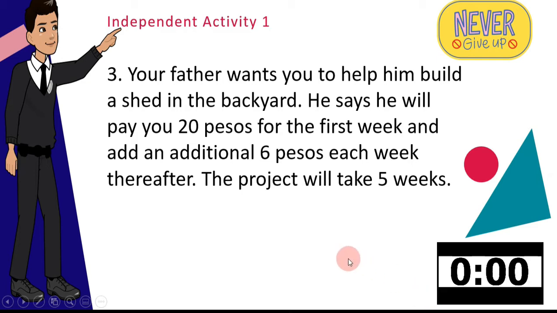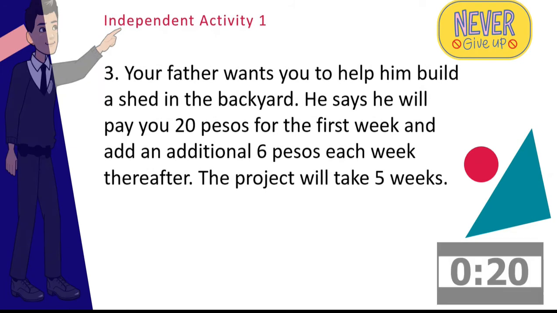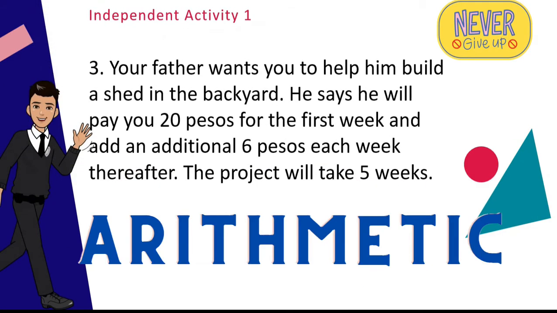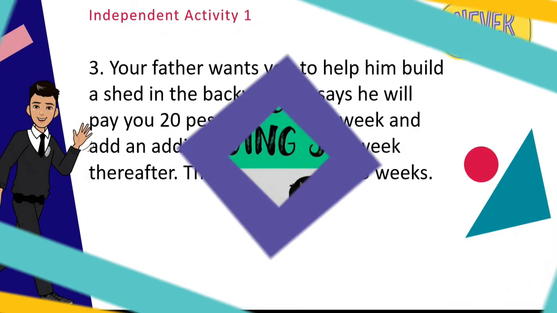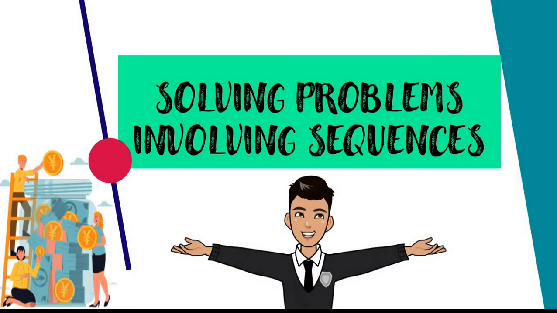Okay, stop. So, let's check your answer. Since mayroon tayong additional 6 pesos each week, the keyword is additional, so therefore, we can be sure of that the correct answer for this number 3 is arithmetic sequence. Very good. I hope you got all the 3 problems correctly. Ngayong alam nyo na kung anong sequence ang ipinapakita sa isang problem. This time, we are going to solve problems involving arithmetic and geometric sequences.